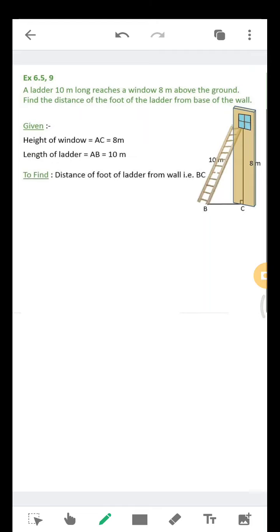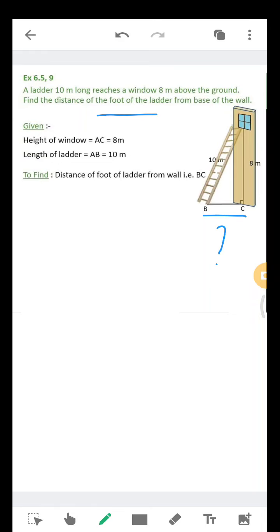Now here is an application question, application of Pythagoras theorem. We have a ladder 10 meter long, reaches the window 8 meter above the ground. So you can see a ladder placed slanting to the wall, reaching a window 8 meter above the ground. We have to find the distance of the foot of the ladder from the base of the wall. This is the foot of the ladder and this is the base of the wall. So we need to find this distance.